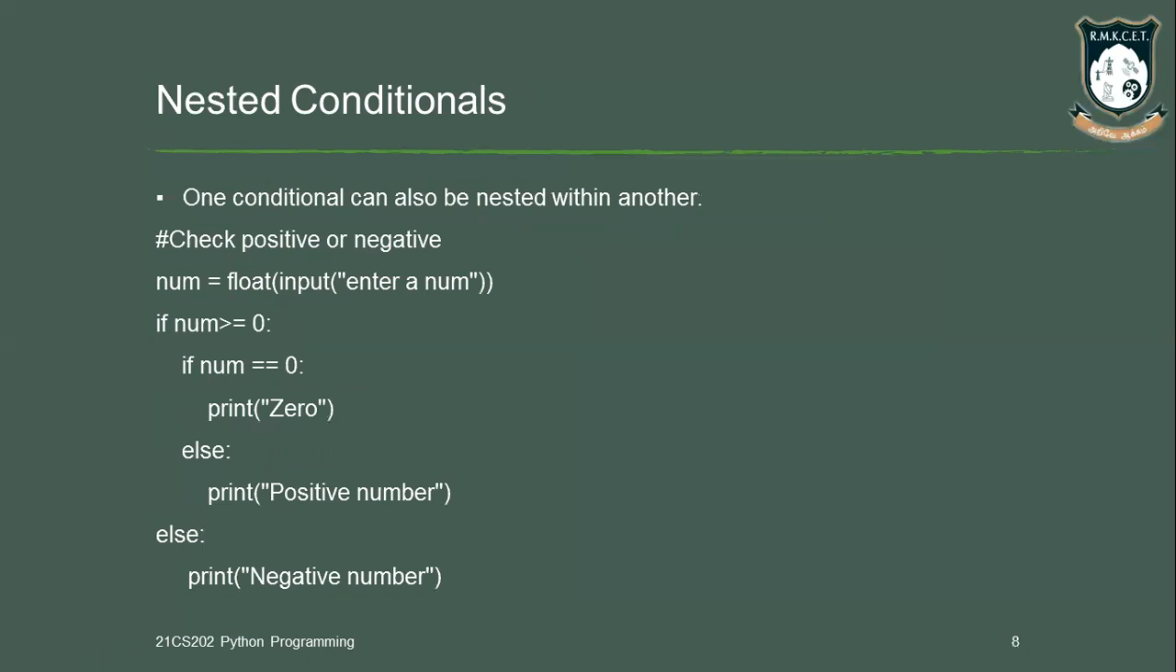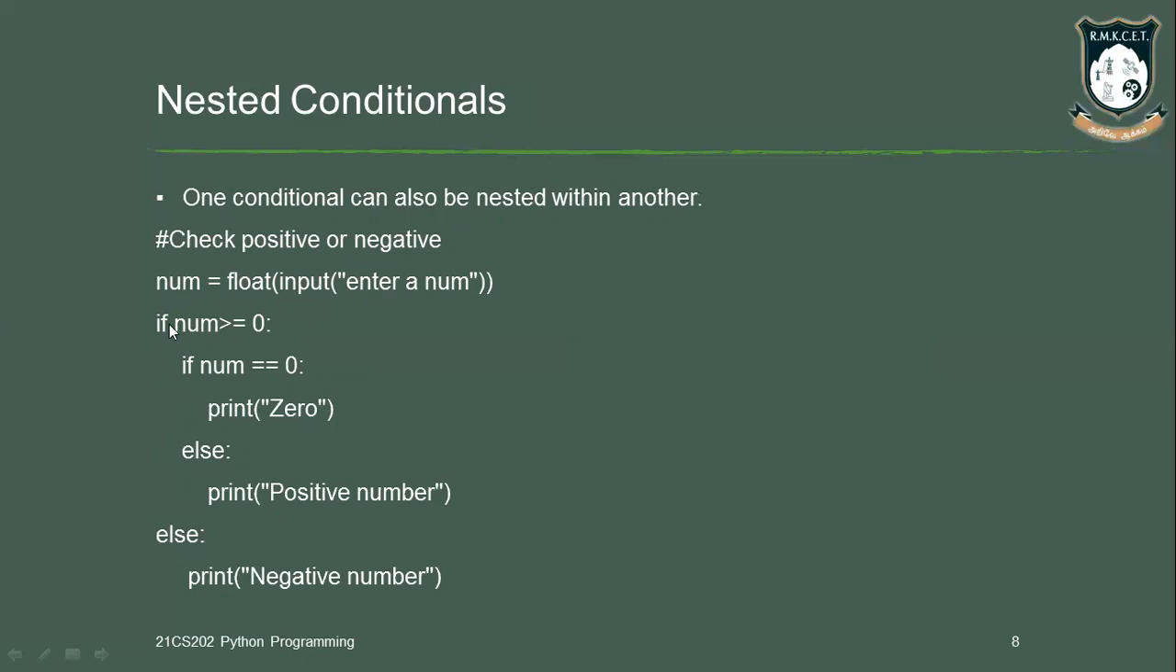And the last one is nested conditions. One condition can also be nested within another. For example, we have checked whether the given number is positive or negative. Number is a variable. I'm assigning a float, so this is not an integer, it's a float. And it's user input, so I'm going to get an input from the user.